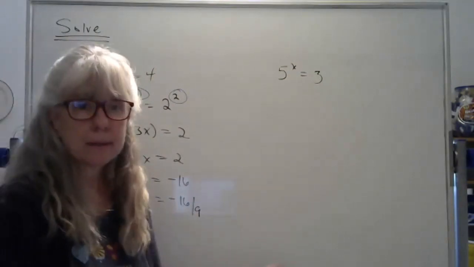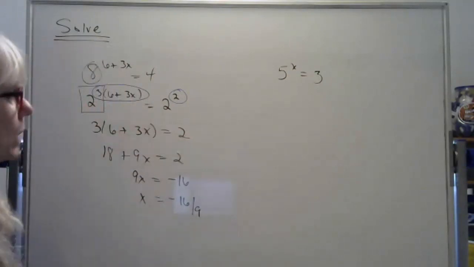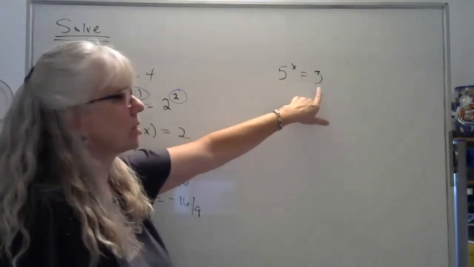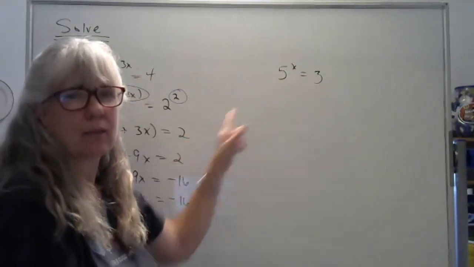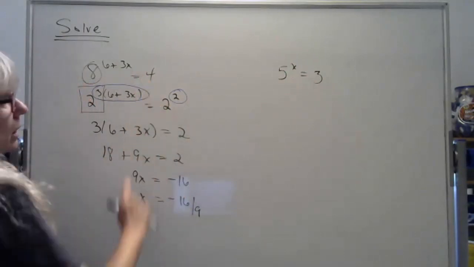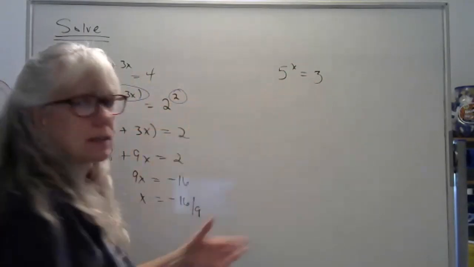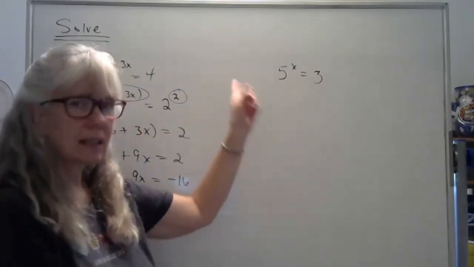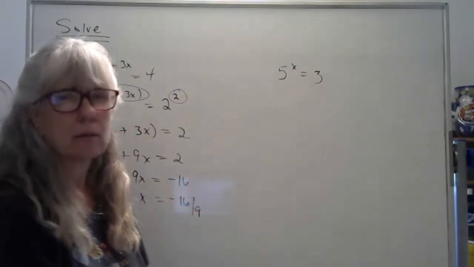So still got exponents, just like this one does. But what I'm going to notice is that there's no way to make a 5 into a 3 or a 3 into a 5. Again, back over here, both of these could be rewritten as a 2, right? But there's no way to rewrite either of these as a smaller number raised to a power. So in this case, we have to go a different route.